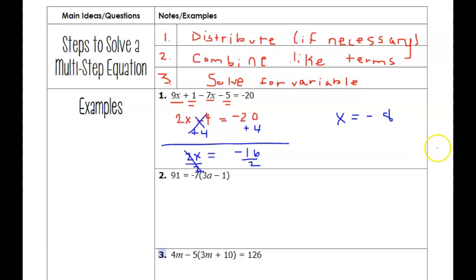Number 2, guys. First step. It says distribute if necessary. Is it necessary to distribute, e-learners, for this first step? Yes or no? Is it necessary to distribute? Yes or no? No? Or yes? Which one? Deliani.